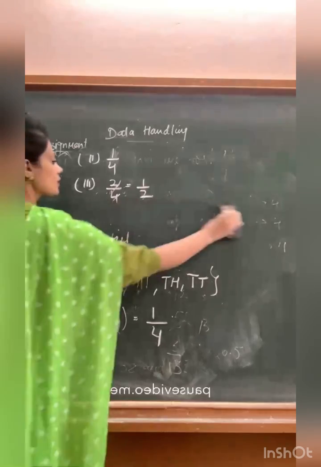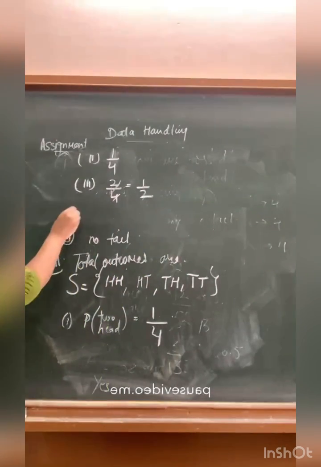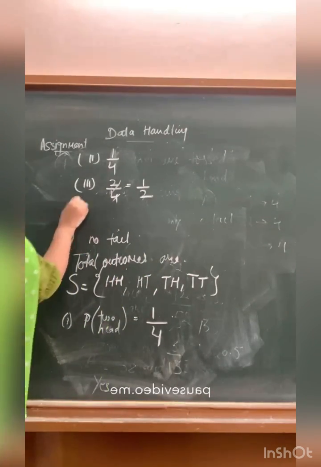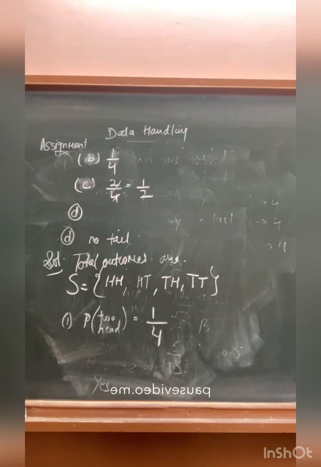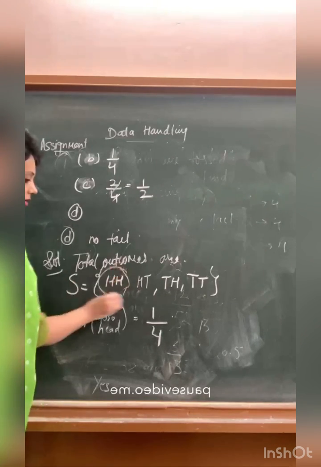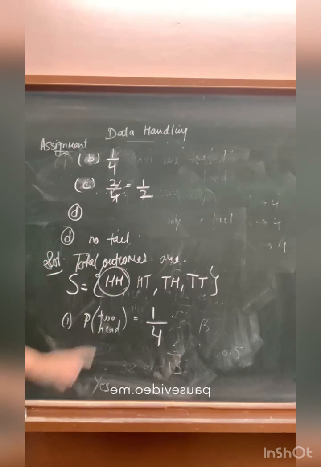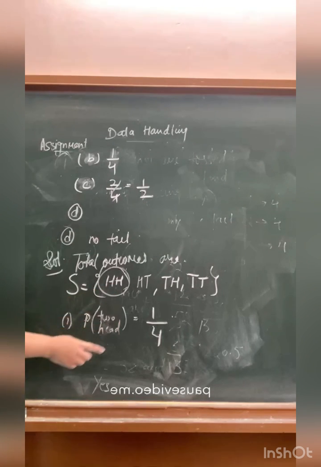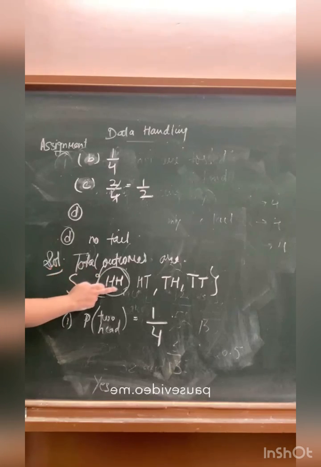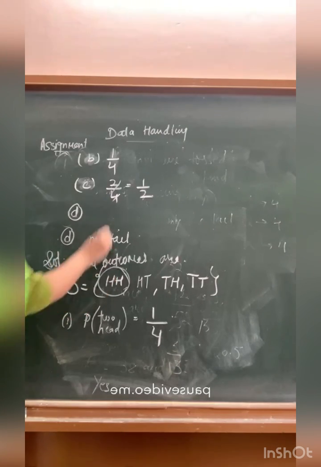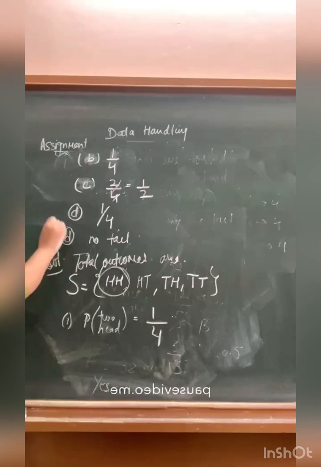Okay. Now this D part. No tail. No tail means that there should not be any tail when we toss the 2 coins. So how many possibilities are there for no tail? Only 1, that we get heads on tossing 2 coins. We get both heads. Both heads or no tail is one and the same thing. So again the answer is 1 by 4.